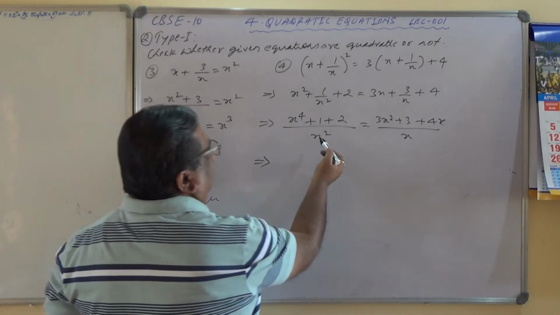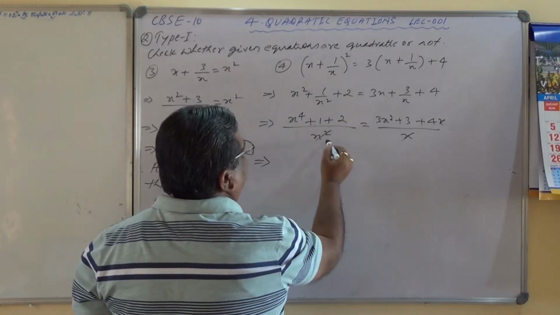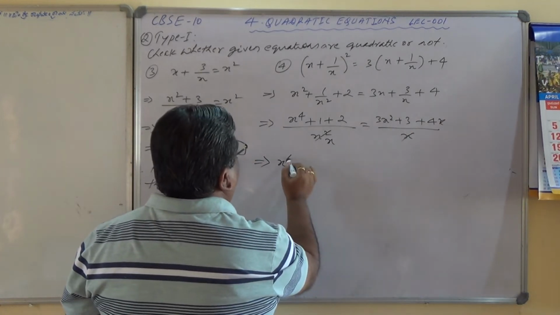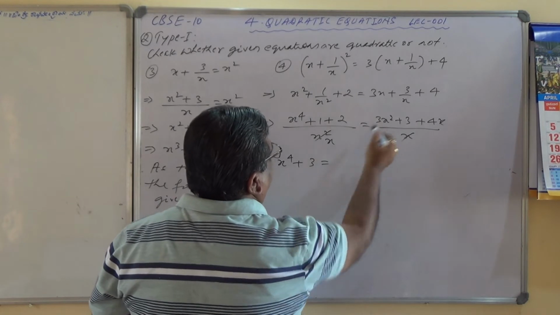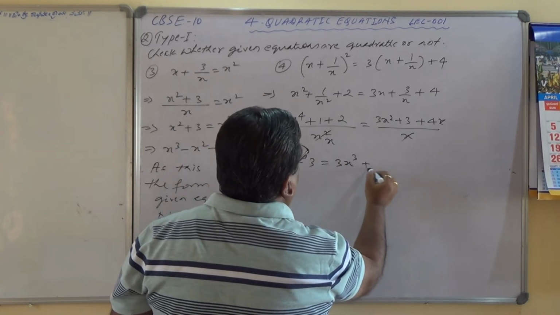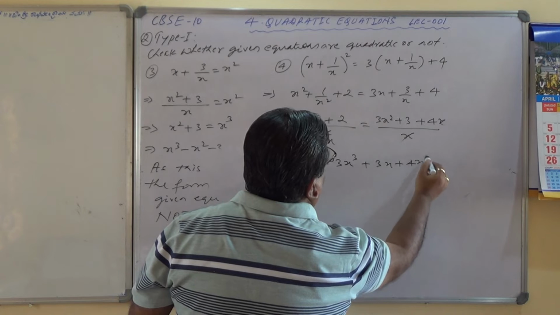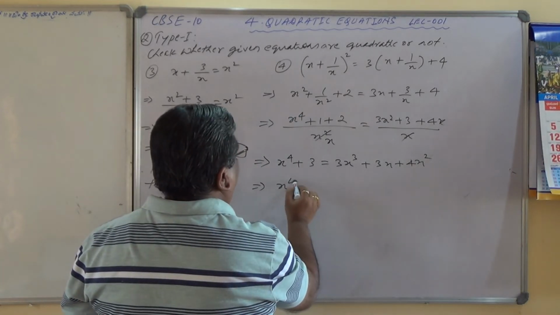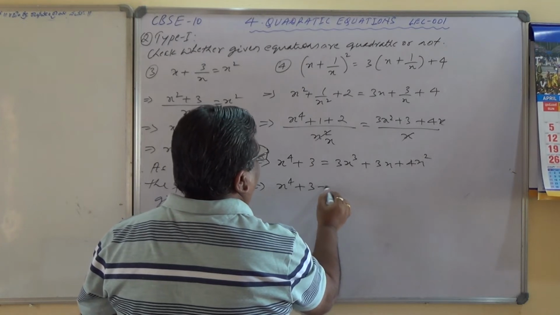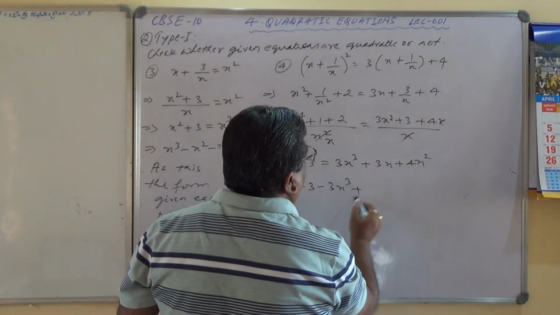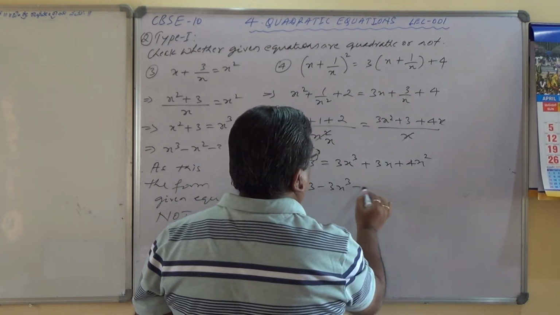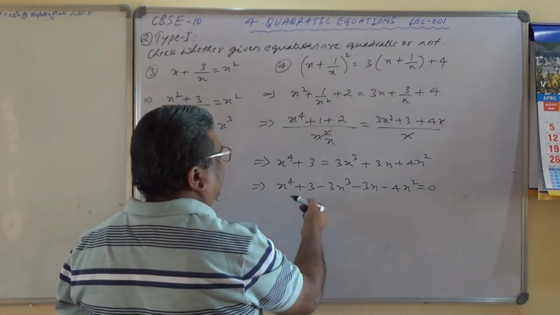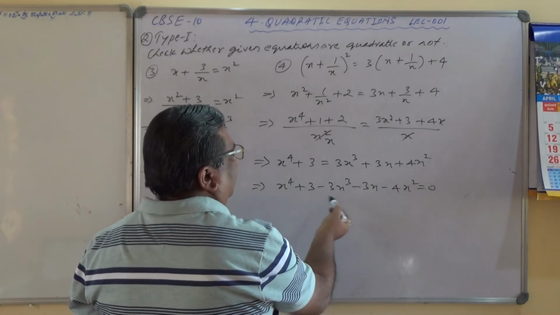Note down, 1x cancels here, x and x, 1x remains here, and therefore this x you multiply there, x to the power 4 plus 3 equals x into 3x cube plus 3x plus 4x square, isn't it? Which equals x to the power 4 plus 3 minus 3x cube minus 3x minus 4x square equals 0. I think it's possible. See here, constant is there.